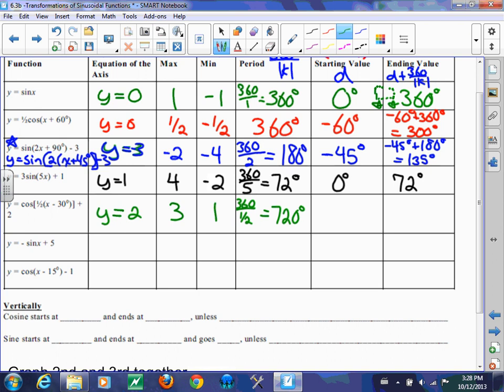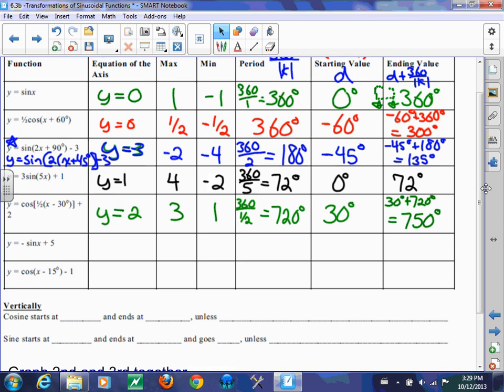Looking at my D equals 30 degrees, so I'm going to start 30 degrees to the right, and I need 720 degrees to complete my rotation. That means I'm going to end at 750 degrees.